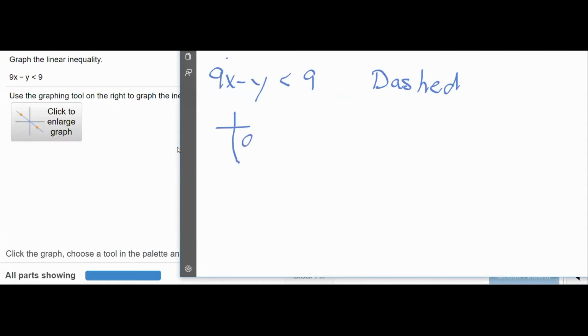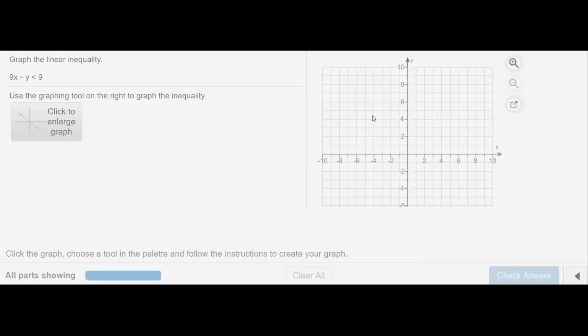putting in 0 for y, pretend that's 9x equals 9, x would have to be 1. That will be the x-intercept. And then the y-intercept, when x is 0, don't forget that minus, negative y equals 9, we'd have negative 9. Now, we're not just graphing that dashed line. There's more to do. And I'll come back to that in a moment.